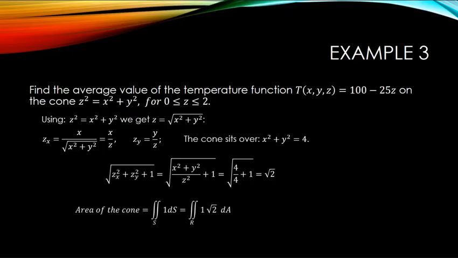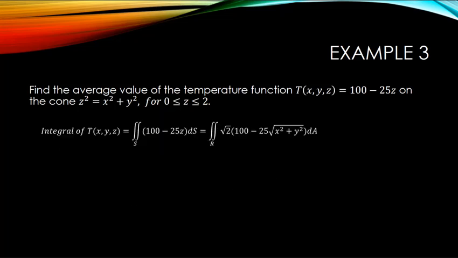The area of my cone is given by the double integral over the surface of 1 ds, which is the double integral over R of 1 times the square root of 2 dA. I can write that as an iterated integral from 0 to 2 pi of the integral from 0 to 2 of r times the square root of 2 dr d theta. This gives me 4 pi times the square root of 2 for the area of my cone.